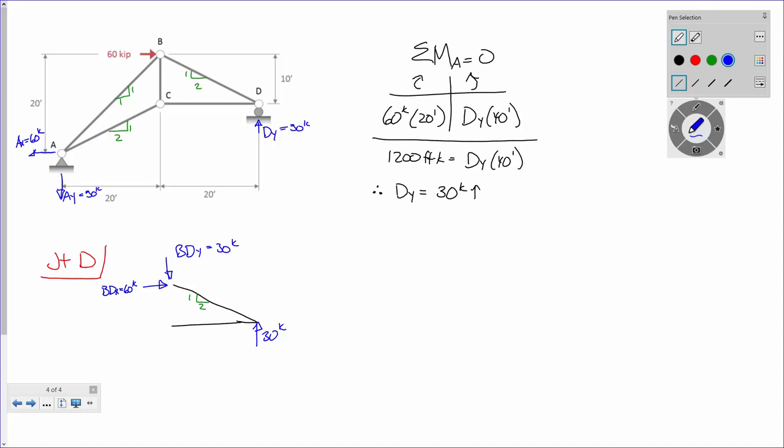All right, and what's going on with CD? What do we have going? Look at it. Look at our structure. So in the vertical, we got 30 down, 30 up. In the horizontal, 60 kips to the right means we have to have 60 kips to the left. That make sense? Because of this right here.